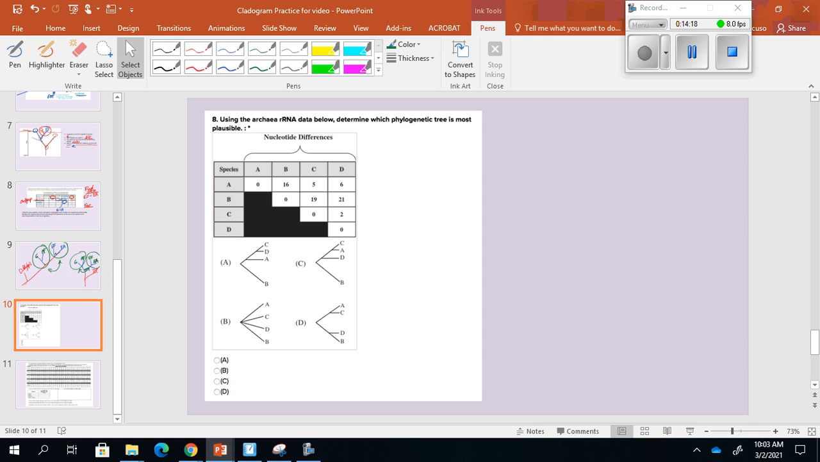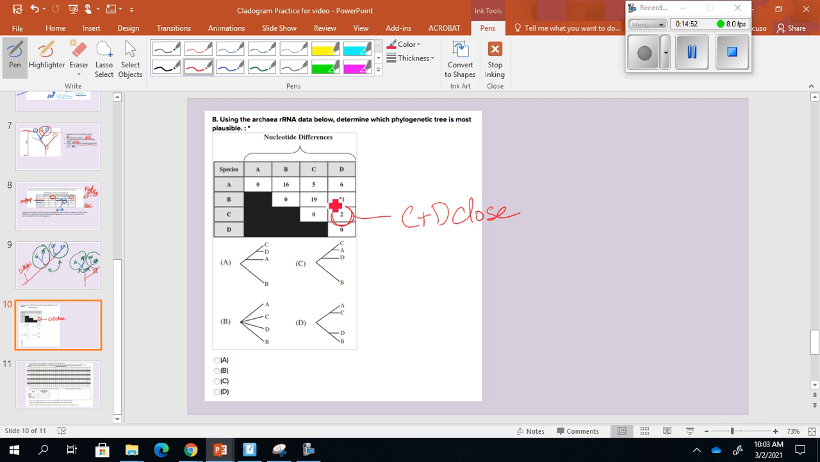All right, here is a multiple choice question that I found. So let's go through and do this together. Using this rRNA data, which tree is most plausible? Again, I want to look at these numbers and figure out what's really close and what's really far apart. Ooh, this one is really close. 2 is very few differences. So that's C and D. So I definitely want C and D to be close on my phylogenetic tree.